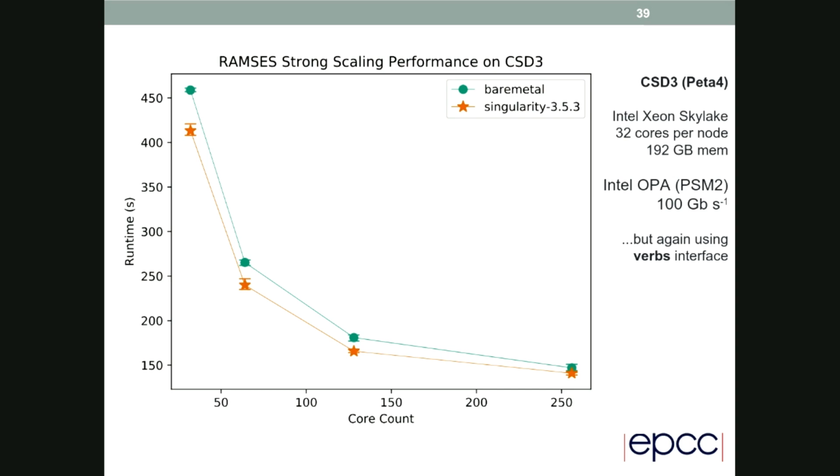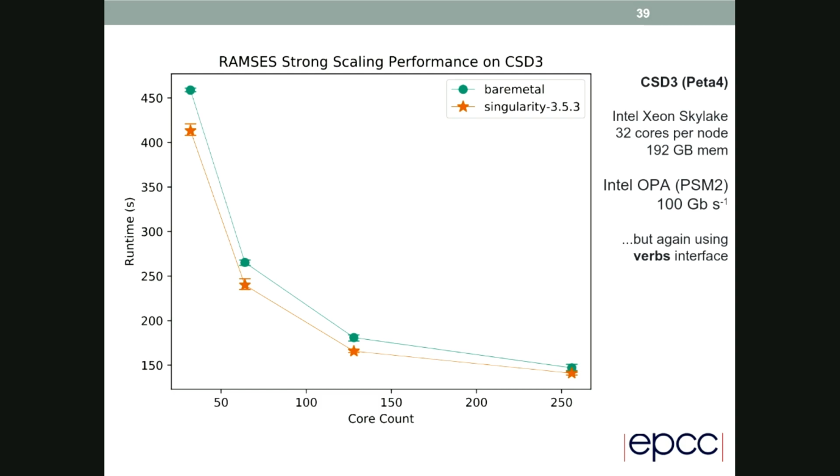Again, I'm building Ramses with GNU compilers, typically version 9 compilers, and using the same version of OpenMPI on the container and on the host. And I'm using the verbs interface again. Now, these strong scaling results are slightly surprising, because they're showing that Singularity is doing better than bare metal, which seems like that shouldn't be possible.